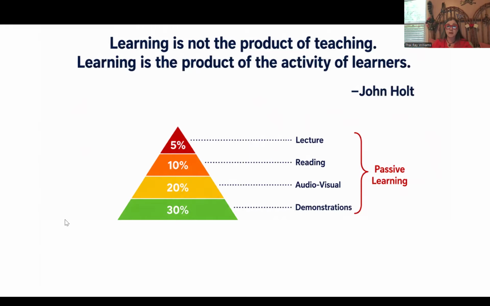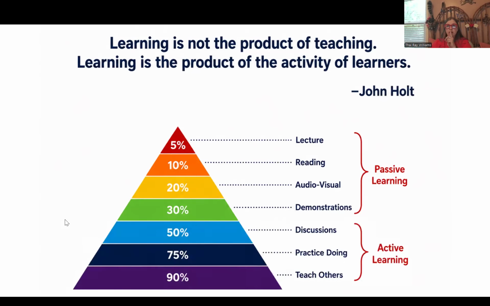With reading, it's about 10%. When there's some type of visual audio component, it's typically 20%. And then when a student watches a demonstration, it's usually about 30%. So that's about 30% of what you're trying to teach your students when they are engaged in passive learning. Now, I want you to look at this switch. When our students are actively engaged in discussions, they are acquiring about 50% of that content.